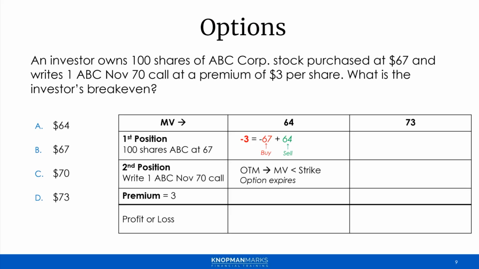But what was the other part of this options contract? Well, I collected a premium of 3. I brought that in. And so what happens at 64 market value? I, in fact, broke even. I lost $3 on the stock. I bought it at 67. It's down to 64. But where did I offset that loss? By the $3 premium I brought in.